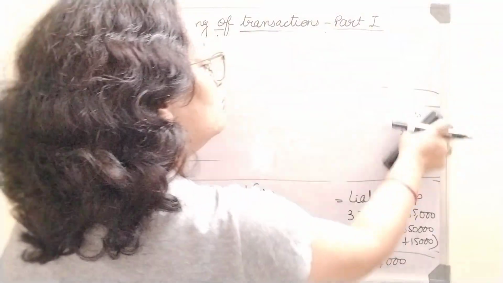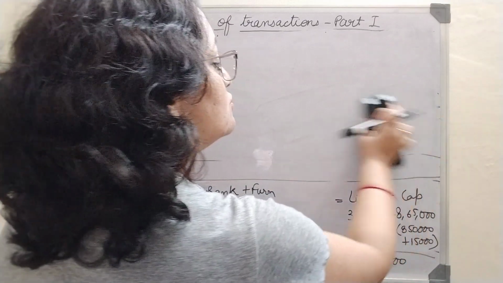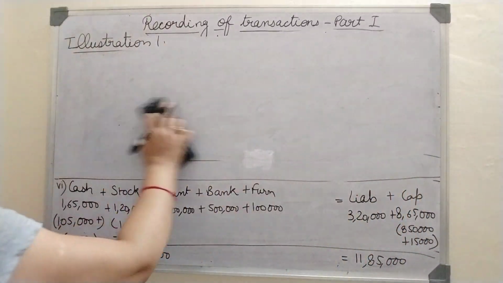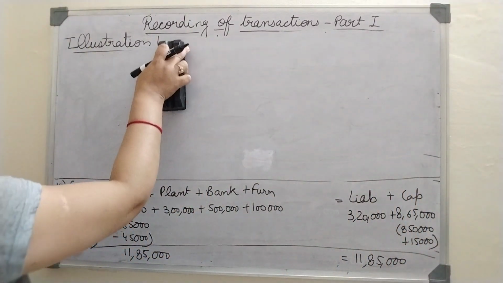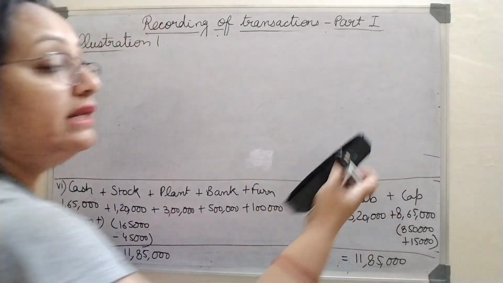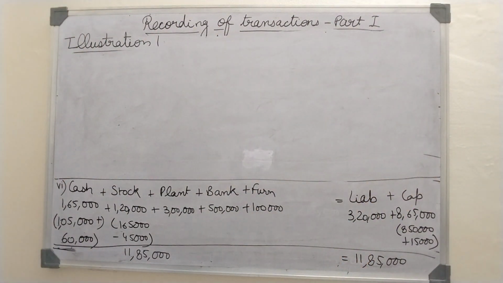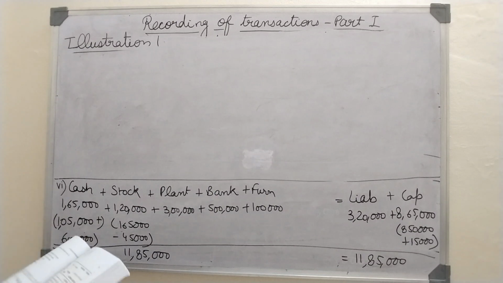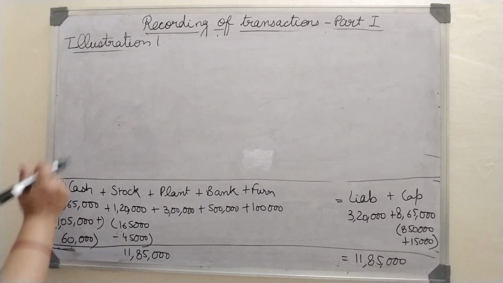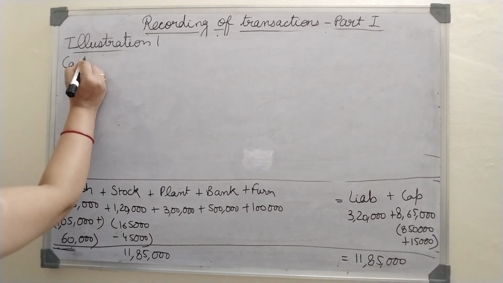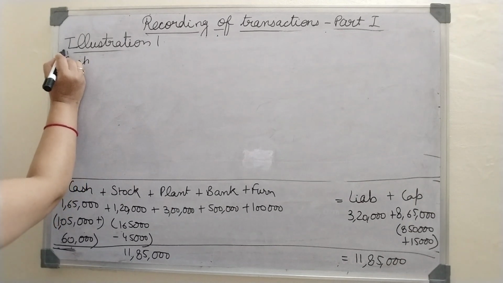So now what we will do, when we have sold the goods of 80,000, cash is not affected because it is on credit. That person will pay me the money later. Now from goods I have to deduct that much amount, right? So my cash will not be affected. Cash will remain the same. This is my seventh transaction.